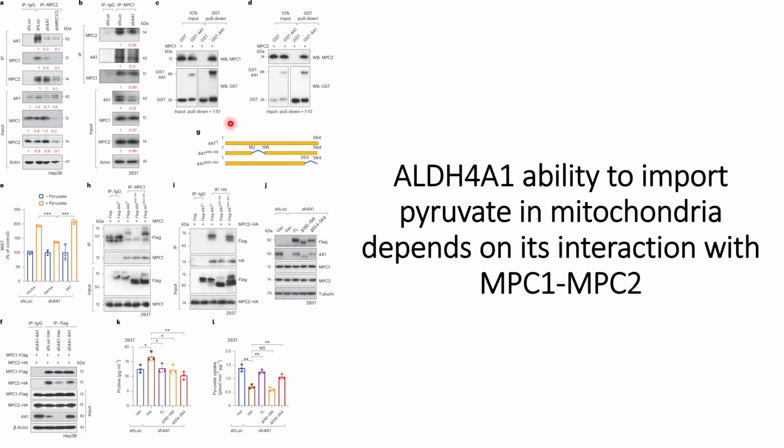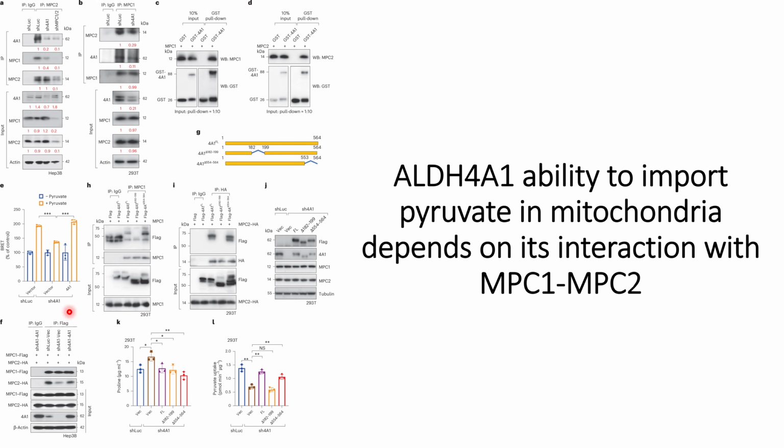Thereafter, they checked the effect of ALDH4A1 on the pyruvate import. So let me just describe this panel E. In this case, MPC1 and MPC2 are conjugated with their specific fluorescence, and they see if they use the pyruvate whether it will increase the complex formation or signals or not.